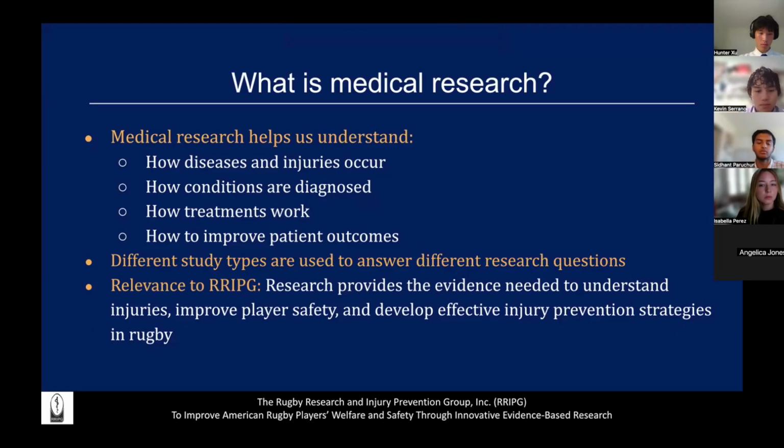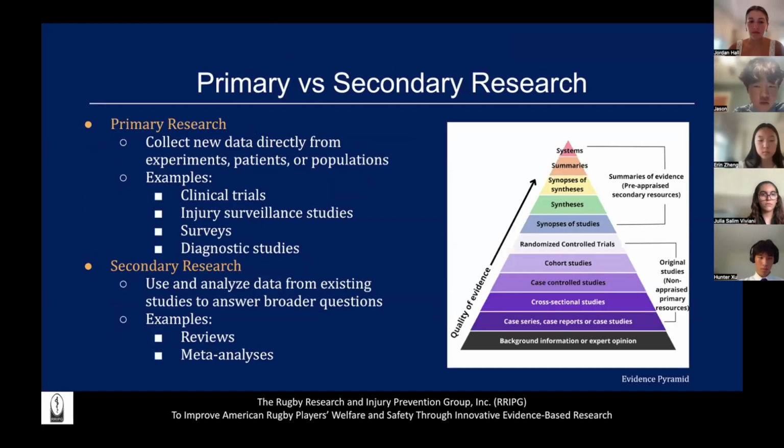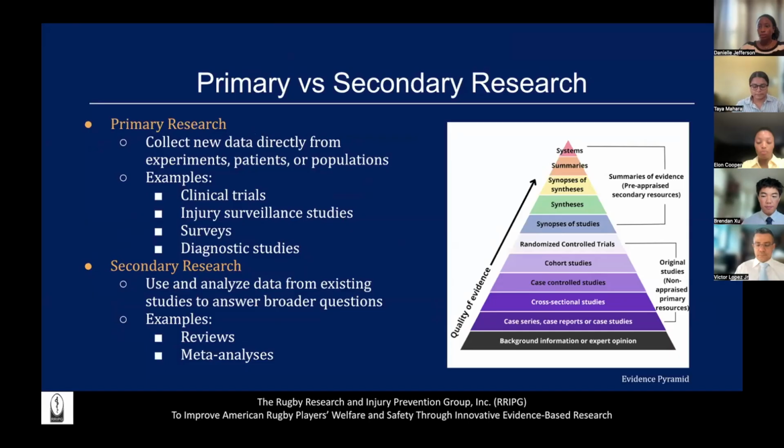This is relevant to us here at RRIPG because research provides the evidence needed to understand injuries, improve player safety, and develop effective injury prevention strategies in rugby. Medical research is broken down into two sections. It's called primary and secondary.